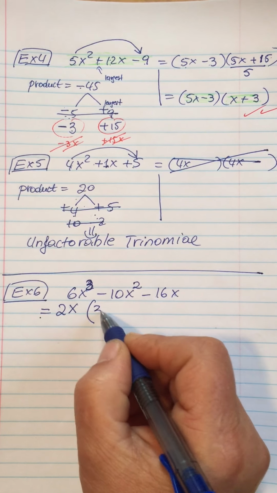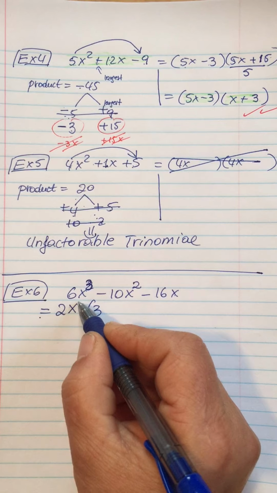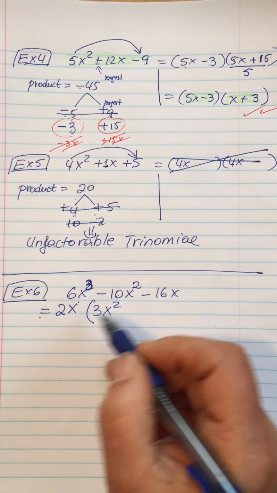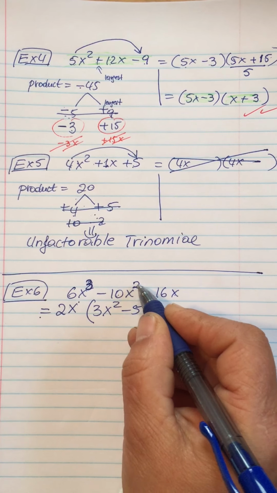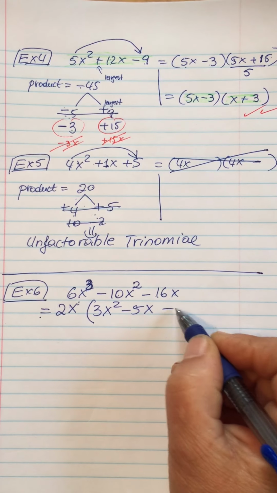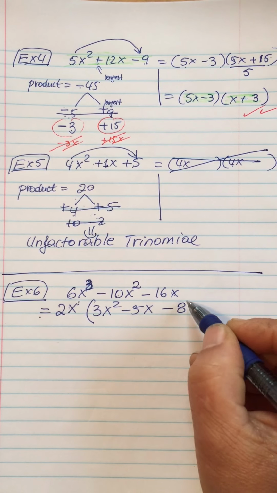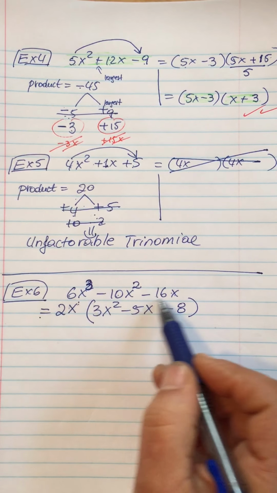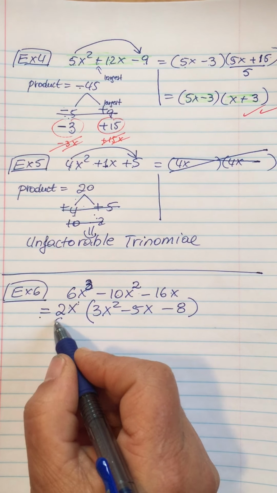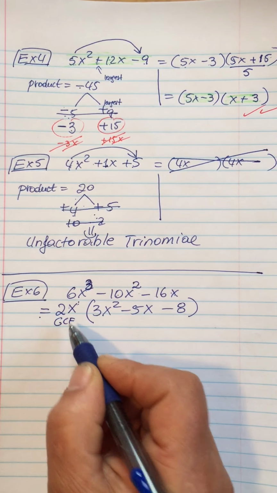6 divided by 2, 3. 3 minus 1 is 2. And 10 divided by 2 is 5. From 2 x's, 1 is outside, 1 is left. 16 divided by 2 is 8. X is outside, close. Now, I factor this trinomial by factoring GCF. This is the greatest common factor.